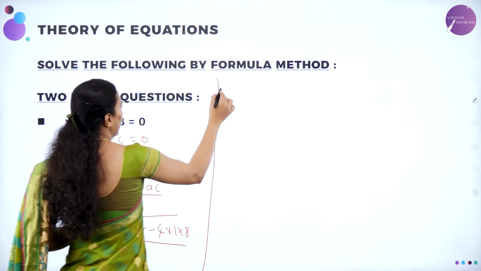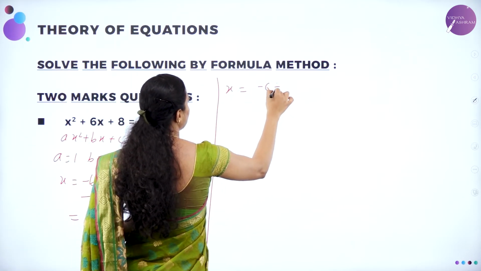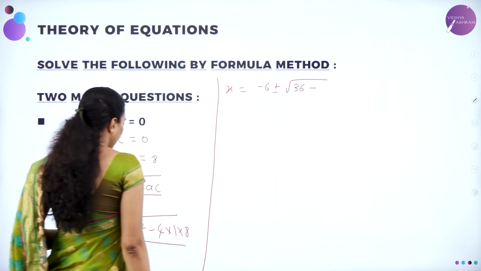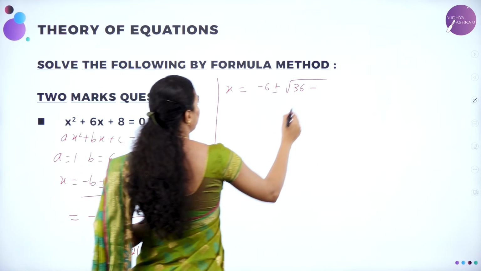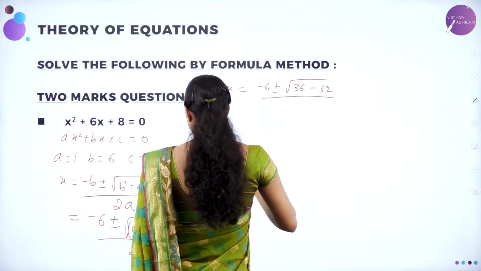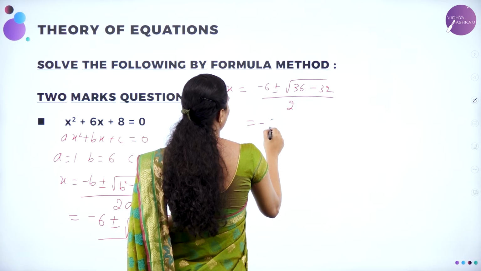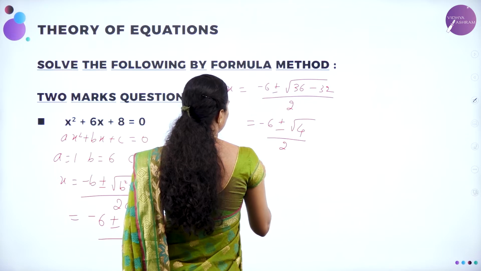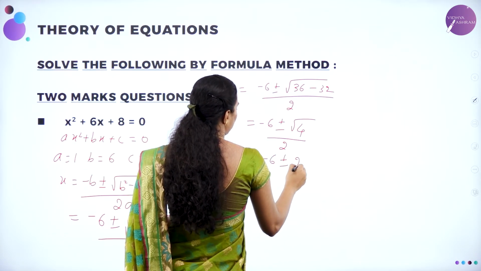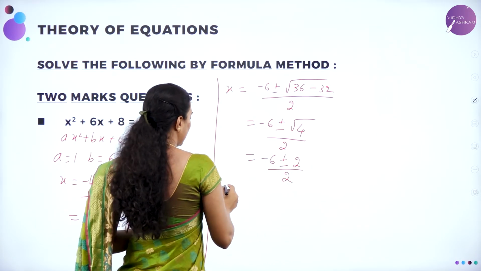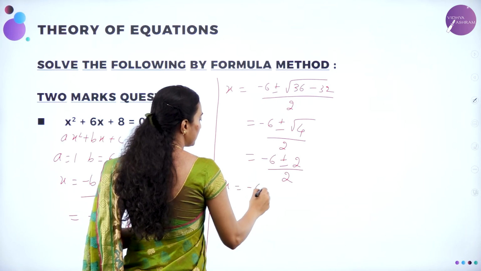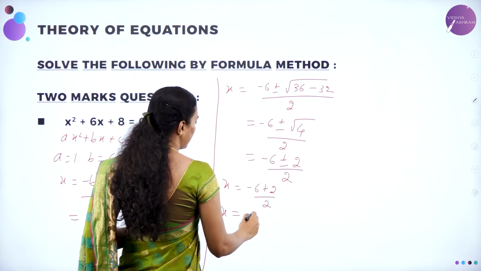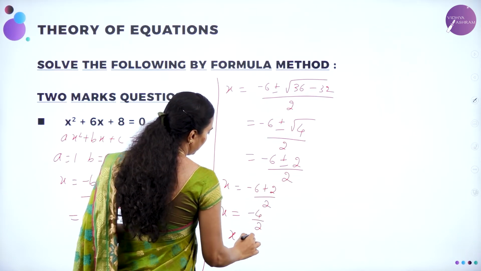Further simplification, x will be equal to minus 6 plus or minus square root of 6 squared, which is 36, minus 4 eights are 32, divided by 2 into 1, which is 2. That implies minus 6 plus or minus, 36 minus 32 is root 4, divided by 2, which is minus 6 plus or minus root 4, which is 2, divided by 2. So one is negative, a positive and a negative. Minus 6 plus 2 by 2, which is x is equal to minus 6 plus 2, which is minus 4, by 2, which is x equal to minus 2.